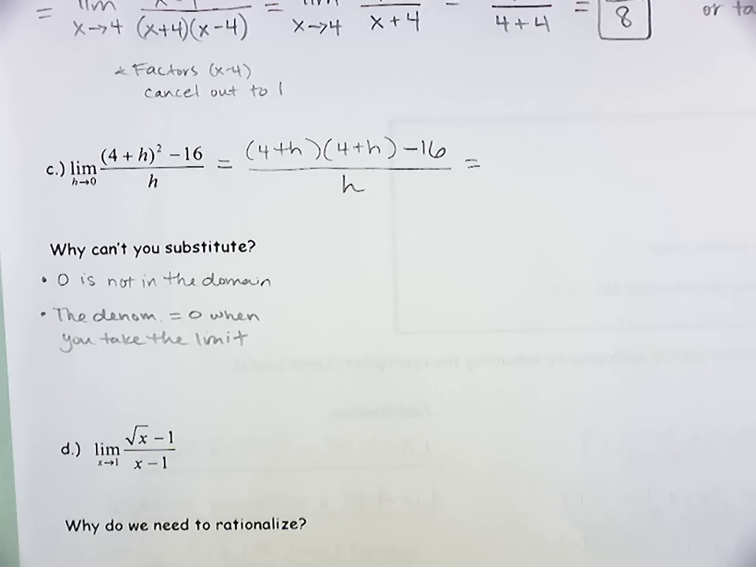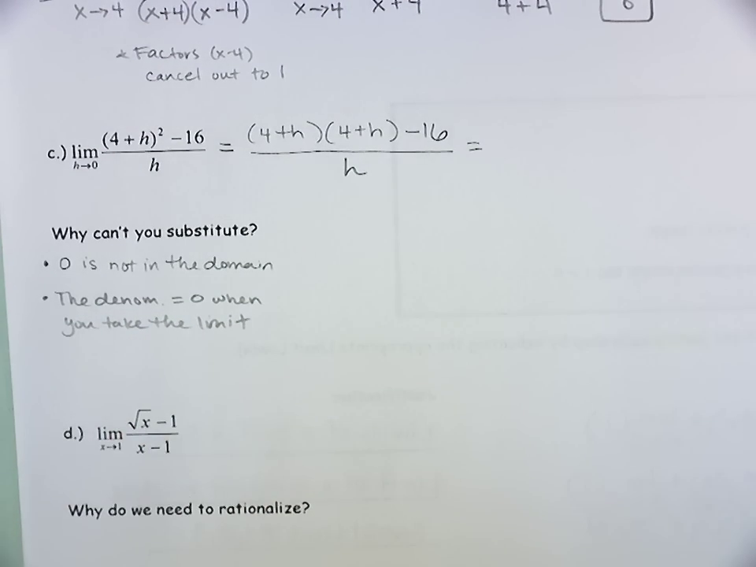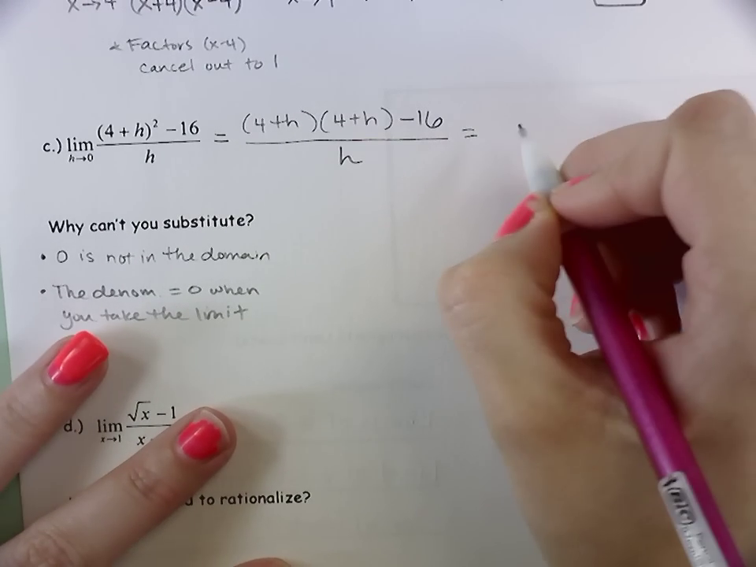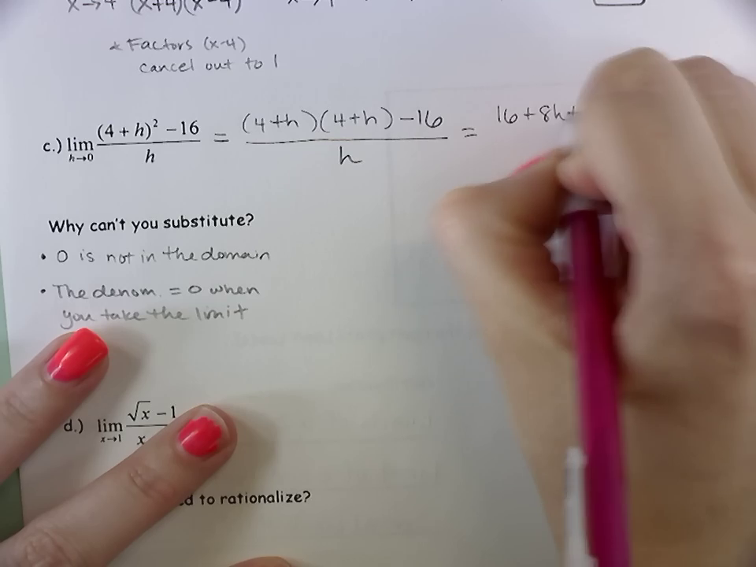Right, so we are going to simplify, so we're going to multiply the 4 plus h and the 4 plus h together, so you can do that without me, so go ahead and do that. 16 plus 8h plus h squared. Limit is 8 plus h.